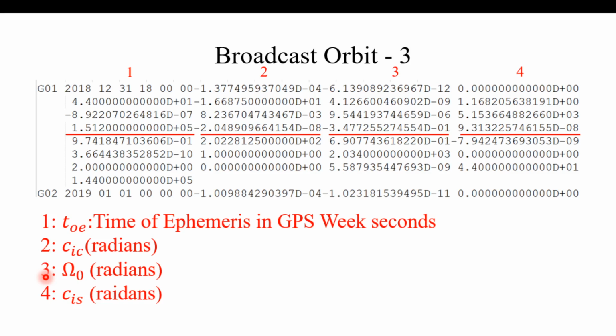ascending point. We defined this omega as the right ascension of the ascending node. But in GPS we do not generate space-fixed coordinates, we produce Earth-centered coordinates. That's why this omega 0 is referred to the longitude. So these angles will not refer to the vernal equinox. This omega 0 will refer to the Greenwich meridian.